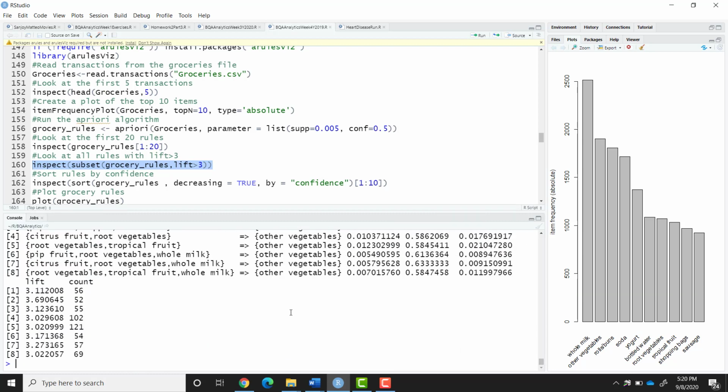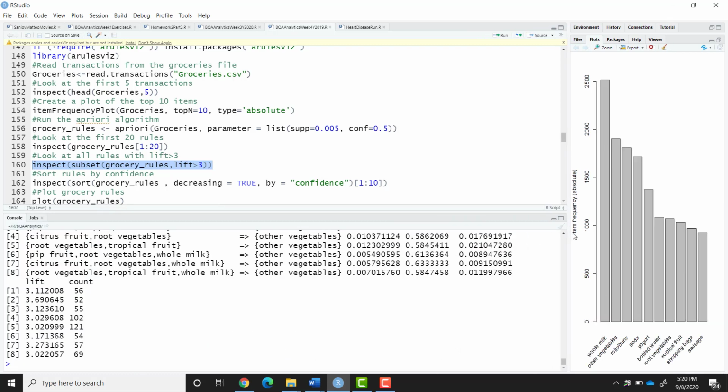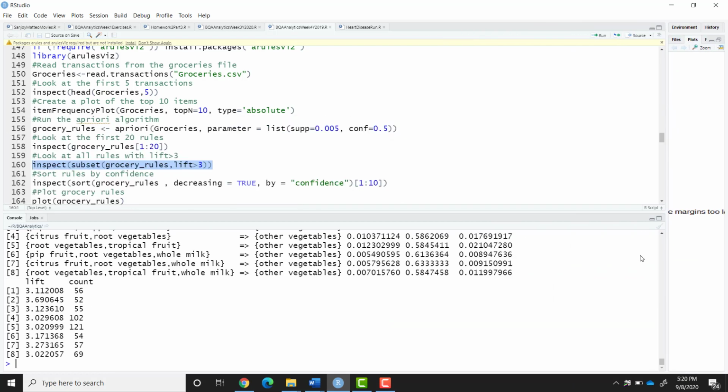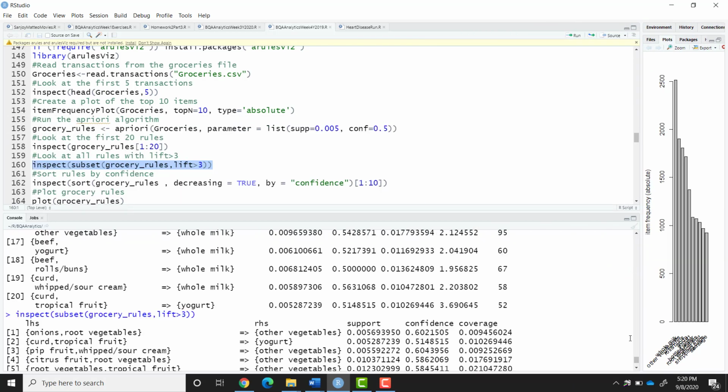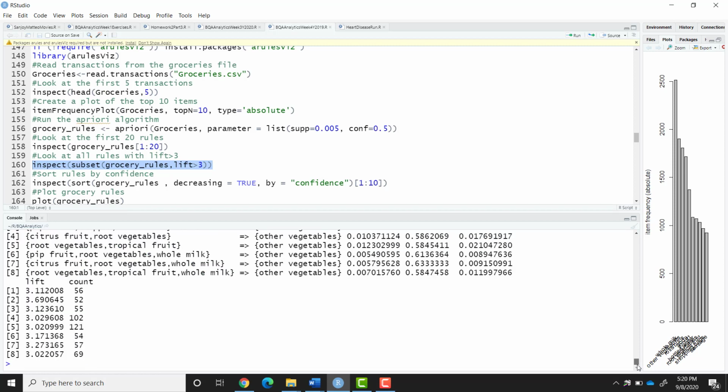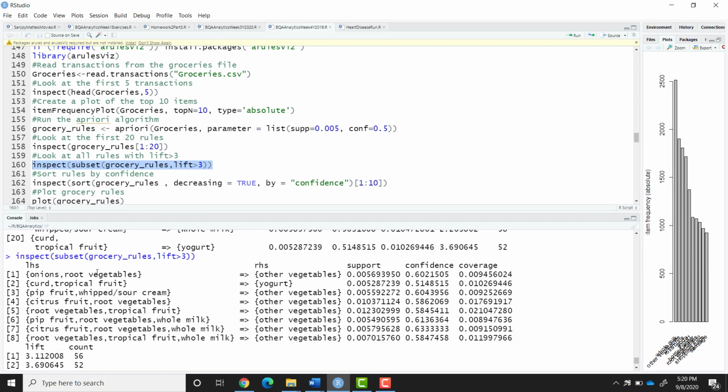So here we go. Here's the lift. And we have all the rules. There's one that has a lot of items, so it goes on to the next line. But you can see all of these have lift greater than 3. It gives the count, and then it gives the actual left-hand side and right-hand side. And most of these are other vegetables and how they combine. I guess you could almost do these in terms of a promotion for recipes. But do remember, this is a small illustrative data set. It's not a real-world data set.